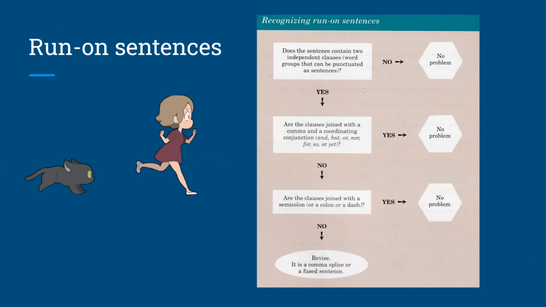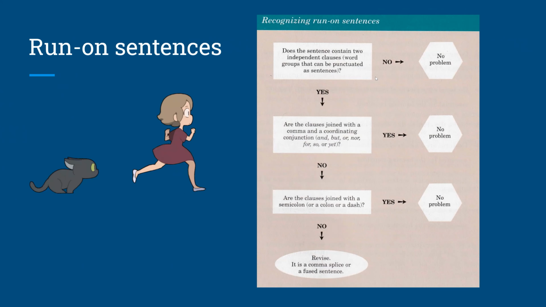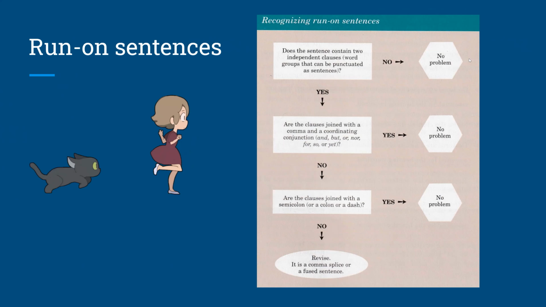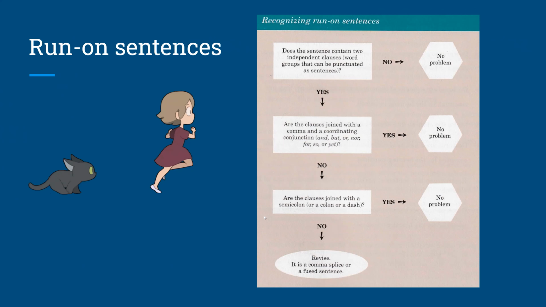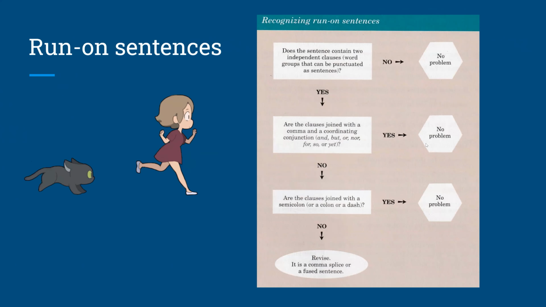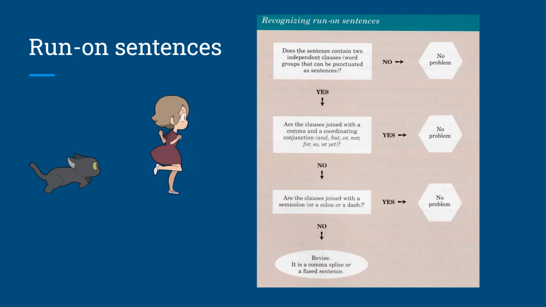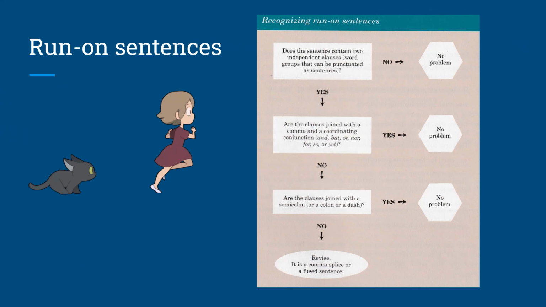Now, run-on sentences. Does the sentence contain two independent clauses, word groups that can be punctuated as sentences? If it doesn't, then it isn't a problem. Now, if it does have two independent clauses, and when I say independent clauses, again, I am not talking about those dependent clauses like when I took the test. If I write, I took the test and I forgot to write my name, those are two separate ideas that can be punctuated as independent clauses. They can stand alone, or you can put them together.